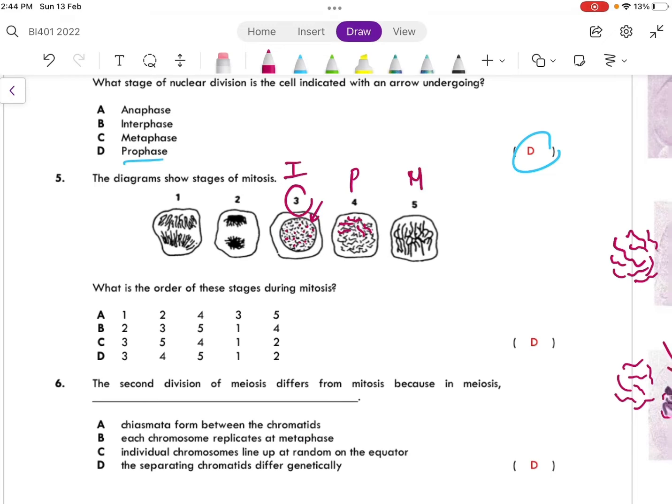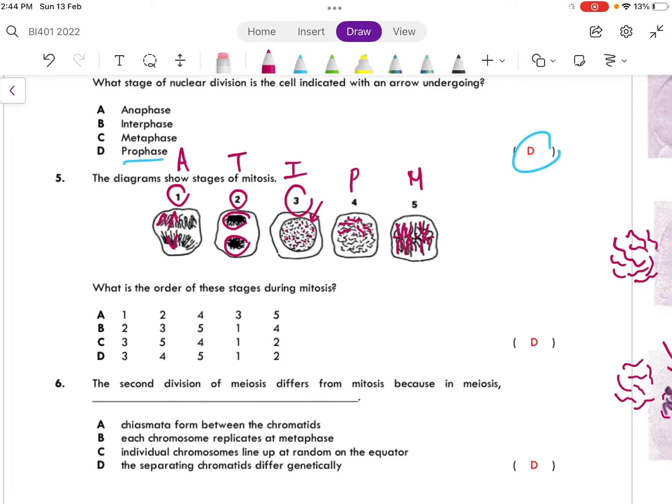This is likely metaphase because you can see all the chromosomes pointing inwards. And there seems to be a metaphase plate that they're pointing inwards towards. This one is likely anaphase because you can see them pointing away. Finally, this is telophase because you see them in opposite poles. And also you cannot really see the worm-like structures anymore.